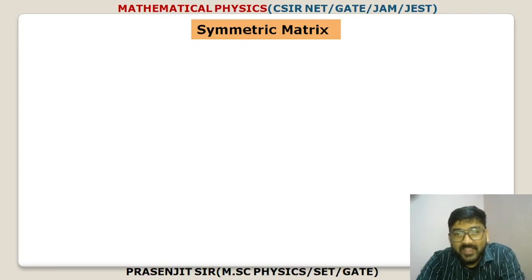Okay, and we are discussing the matrices. That is an important topic of mathematical physics for the CSIR NET exam basically.